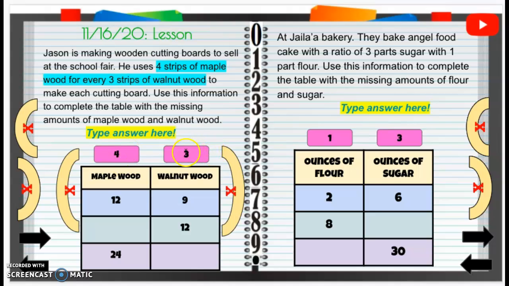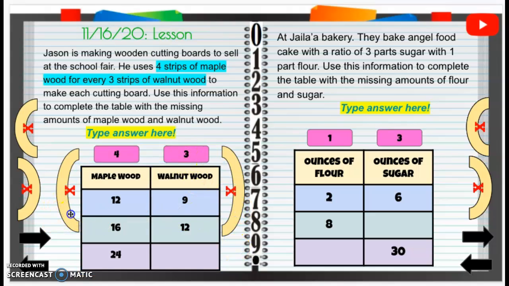Now, how do I get from 3 to 12? Well, I know 3 times 4 is 12. So I'm going to multiply by 4. Same thing on the other side. 4 times 4. What's 4 times 4? I know that's 16, so I'm going to put a 16 there. All right, we're done with those ones.